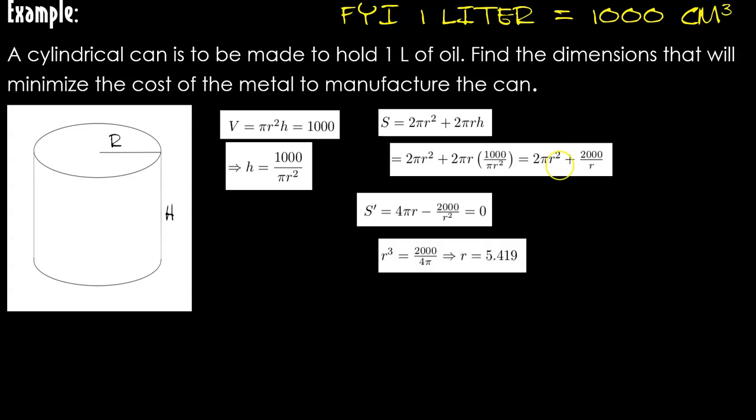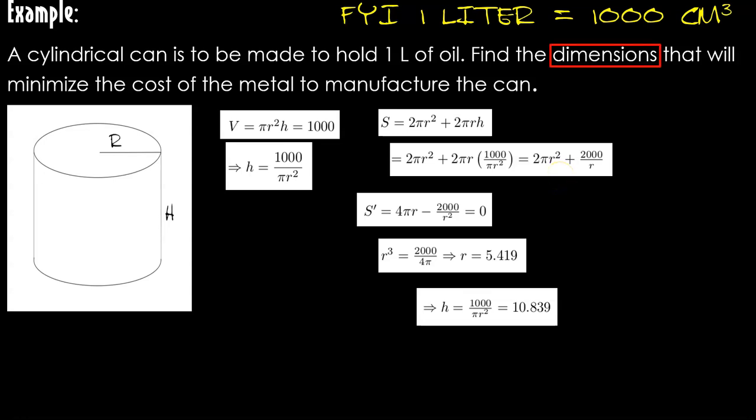Solve for r. I get r is approximately 5.419, which means my height is going to be 1,000 divided by pi r squared, which gives me 10.839. What am I asking for again? The dimensions. So the answer will be radius of 5.4-ish, and the height is 10.8.